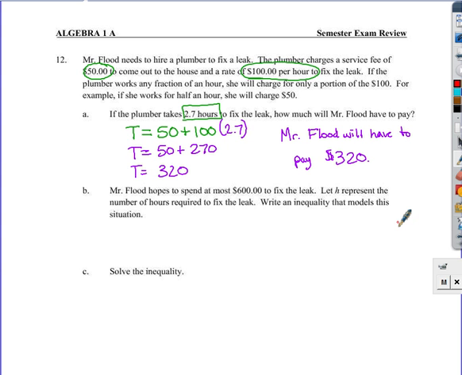Letter B, Mr. Flood hopes to spend at most $600. So at most means I'm using an inequality. At most means he doesn't want to spend over that amount, so it's less than or equal to $600. Let H represent the number of hours required to fix the leak. So they're telling me the variable I need to use in my inequality. So instead of using X, I'm going to use H for number of hours. Write an inequality that models this situation. It's right here. 50 plus 100H is less than or equal to 600.